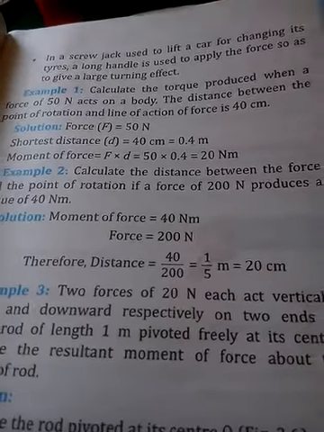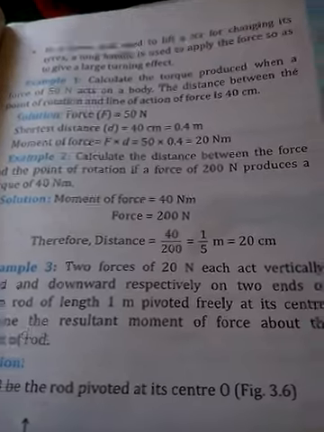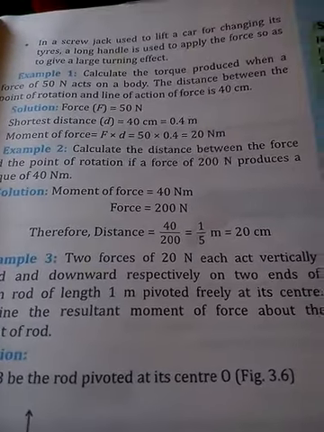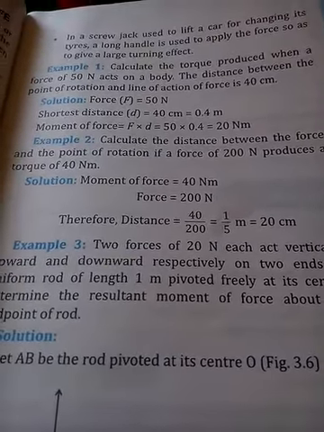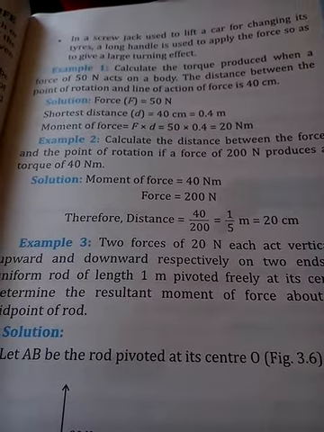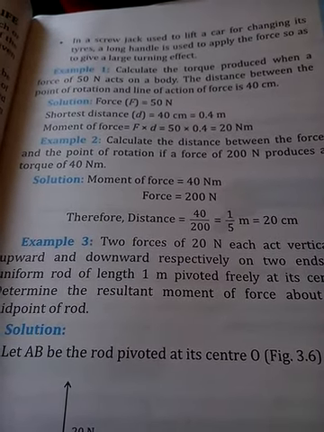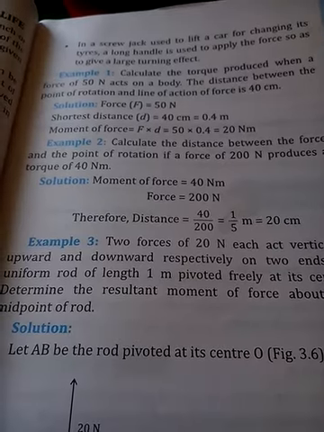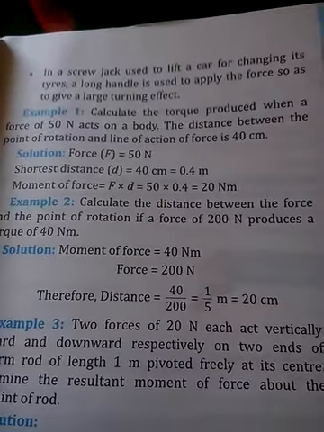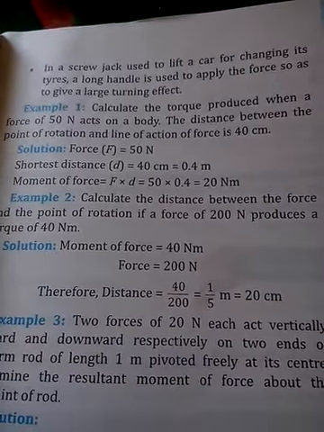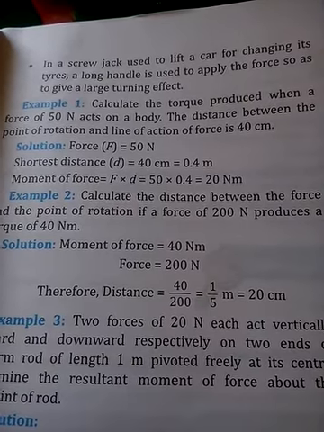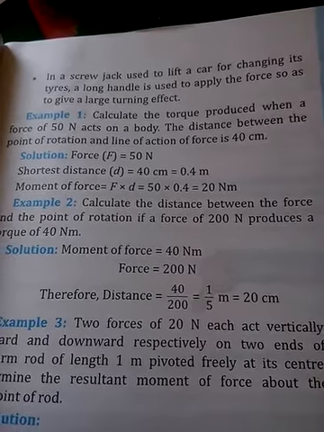Now some examples of numericals are given, so we will practice this nicely. Calculate the torque produced when a force of 50 Newton acts on a body. The distance between the point of rotation and the line of action of force is 40 centimeter.